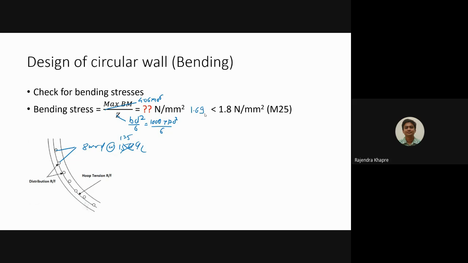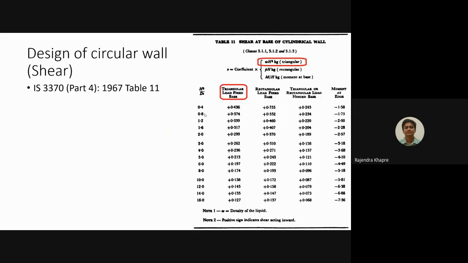Let us see the third component of wall design, that is the design for shear. For this purpose we are using IS 3370 part 4, 1967, and table number 11. The title of this table is shear at the base of the cylindrical wall. As you move from top to bottom, the water pressure is continuously increasing, and the maximum pressure will be at the base of the wall.